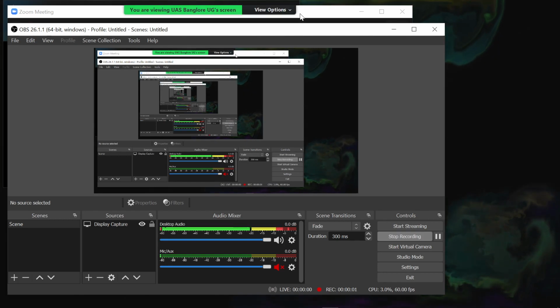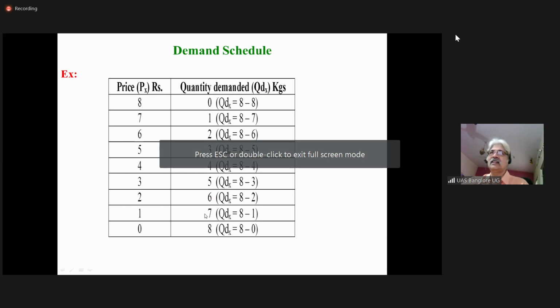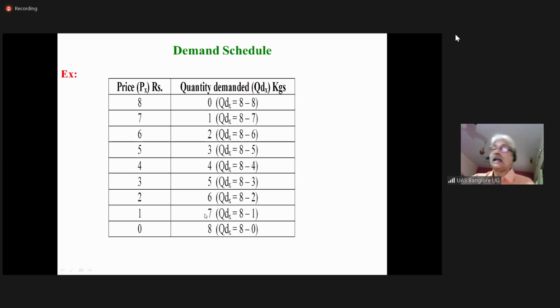The quantity purchased is 7, and so on. So various prices and corresponding quantities that are purchased. This is a demand schedule. Now, demand curve, a graphic representation of the demand schedule, the table you saw.